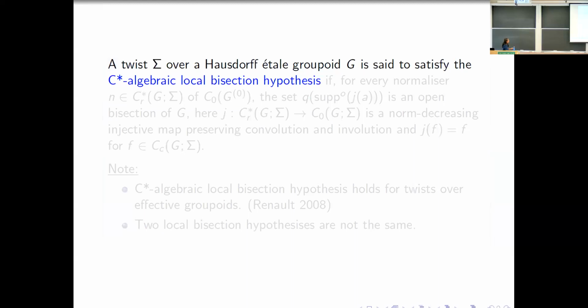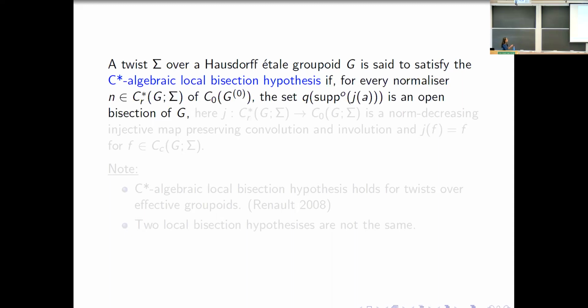All right, and as in my title, I said that I would like to talk about groupoids both in analysis and in algebra, and up to now I have been talking a lot on the algebraic side. I would like to bring us back to the C-star side. So we define something similar to this local bisection hypothesis, but we move back to the C-star side.